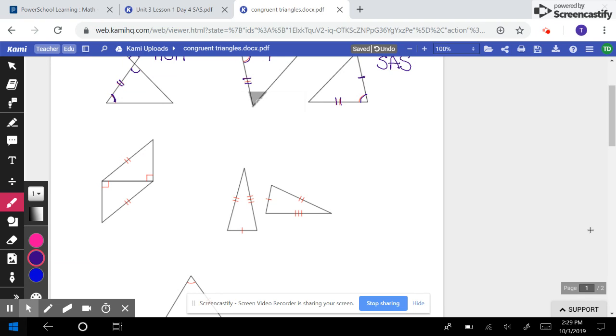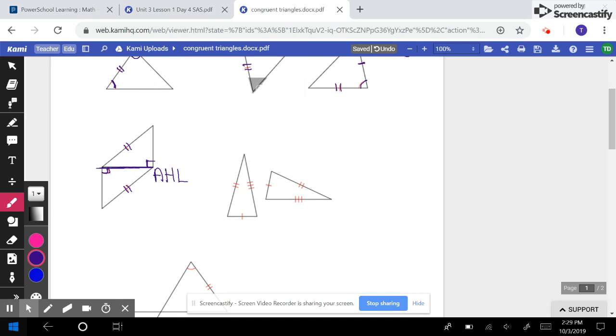Here we have two right triangles. So we know they both have a 90-degree angle right there, so they have an angle that is congruent. The hypotenuses of both of them are congruent. And then we can clearly see that this leg of both of them is congruent because it is congruent to itself by the reflexive property. So we can say these two triangles are congruent by angle, hypotenuse, leg, AHL.